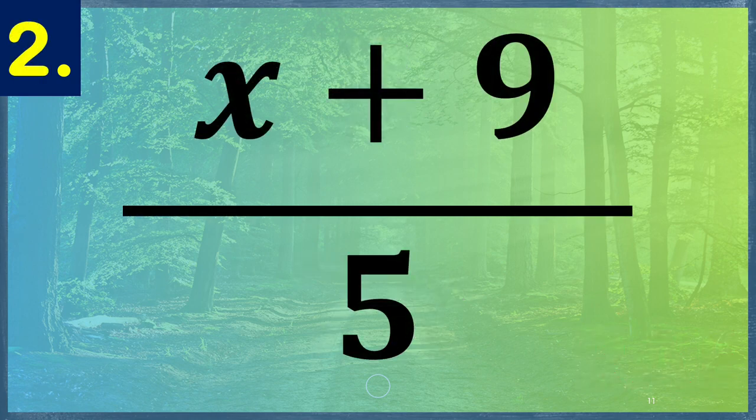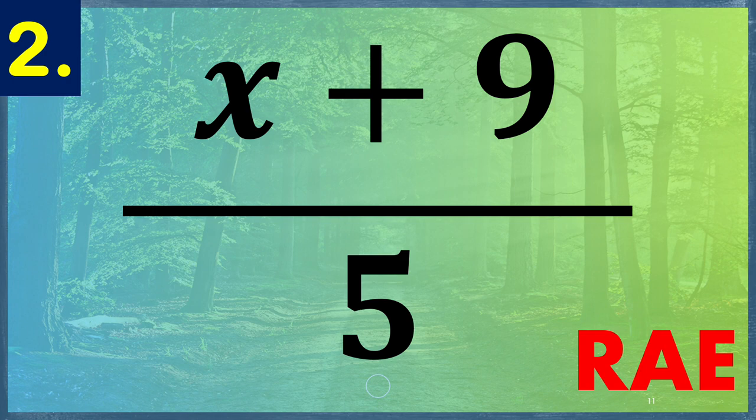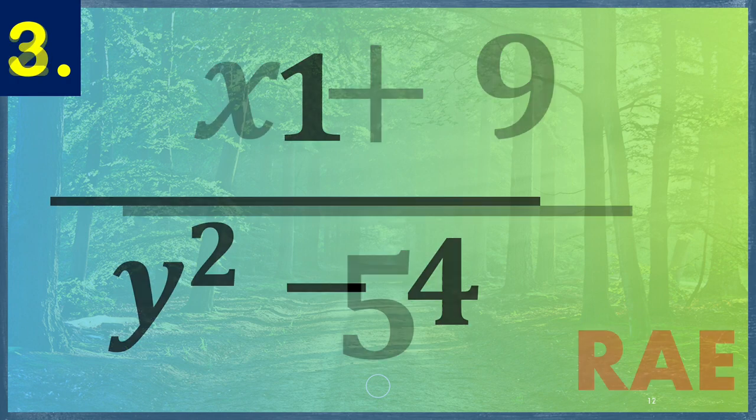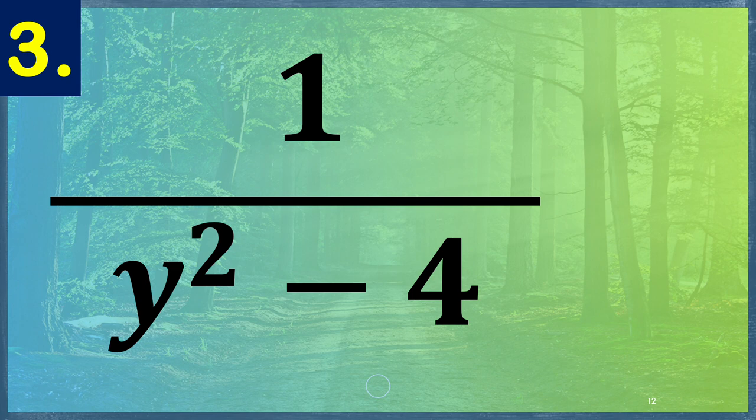Second example, x plus 9 over 5. So the numerator, x plus 9, is an example of binomial. On the other hand, the denominator 5 is an example of a monomial. And these two polynomials are expressed in a form of fraction. Therefore, this expression is RAE. Alright. Next. Number 3. 1 over y squared minus 4 is an example of RAE too. Ayan. So, since ang ating denominator is an example of a binomial and our numerator is a monomial.